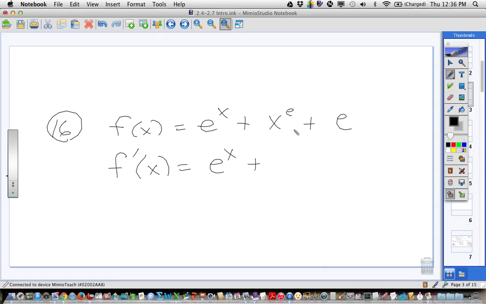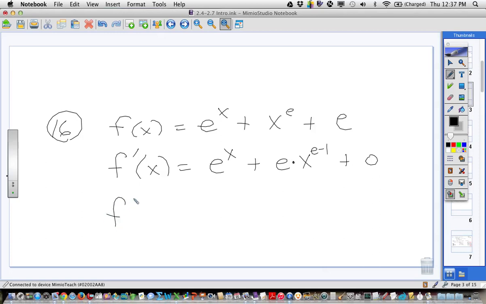The reason the authors put this problem in here is it really helps to point out the difference between these two functions. This is an exponential function when the x is up here. This is a power rule when the x is down here. And e is just a number. So we're going to bring e down in front, and we're going to drop that power by 1, which would be that right there. And then what's the derivative of e? 0, because it's just a number. See, and then that points out the difference between e and e to the x. e to the x is a function. e is just a number. All right, so that's not even there.